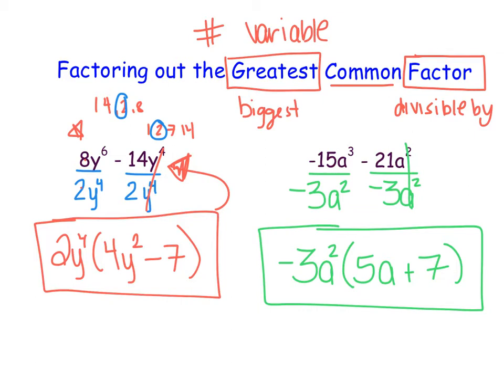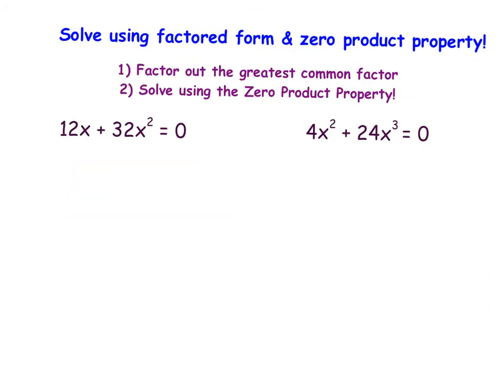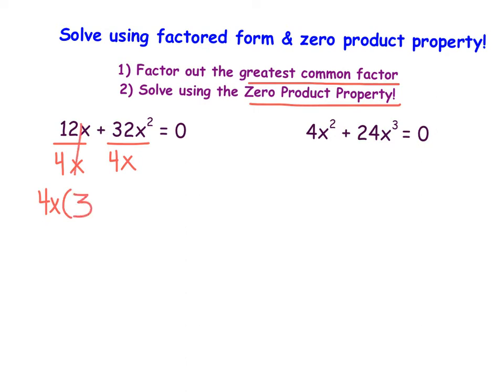If I were to distribute that greatest common factor back in, I would go right back to the original expression. Now we're going to solve these two equations below by factoring out the greatest common factor and tying it together with the zero product property. The first thing I want to do is find the greatest common factor between 12x and 32x squared. Their greatest common factor is 4, and they each contain at least 1x. So if I undistribute that 4x, 12 divided by 4 is 3, and the x's cancel out, plus 32 divided by 4 is 8, and there's 1x left, and that equals 0.